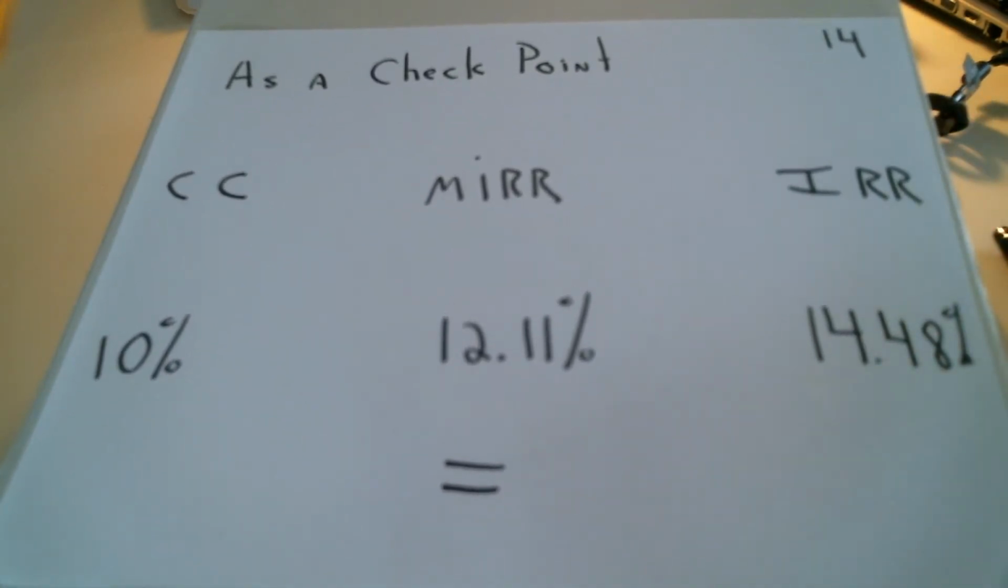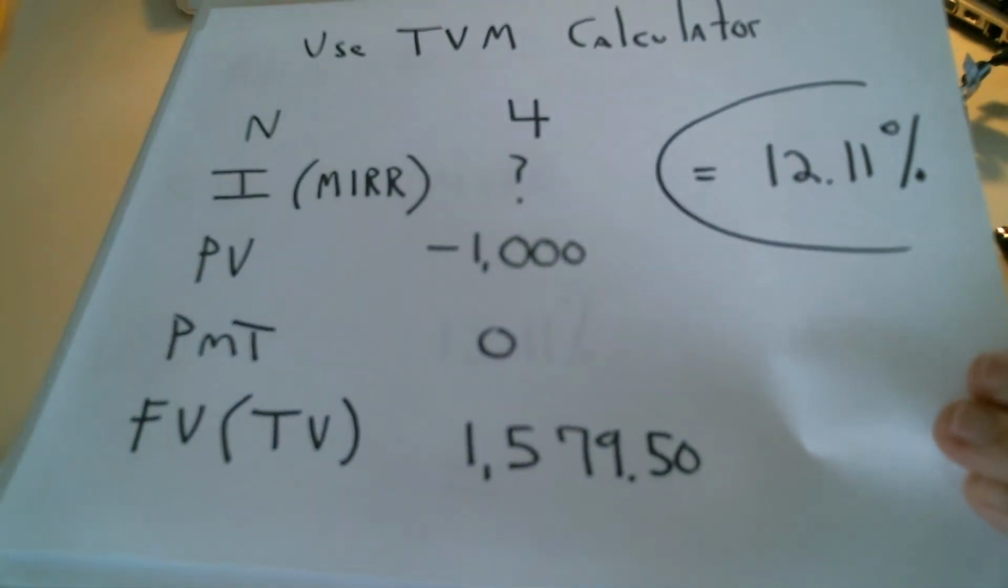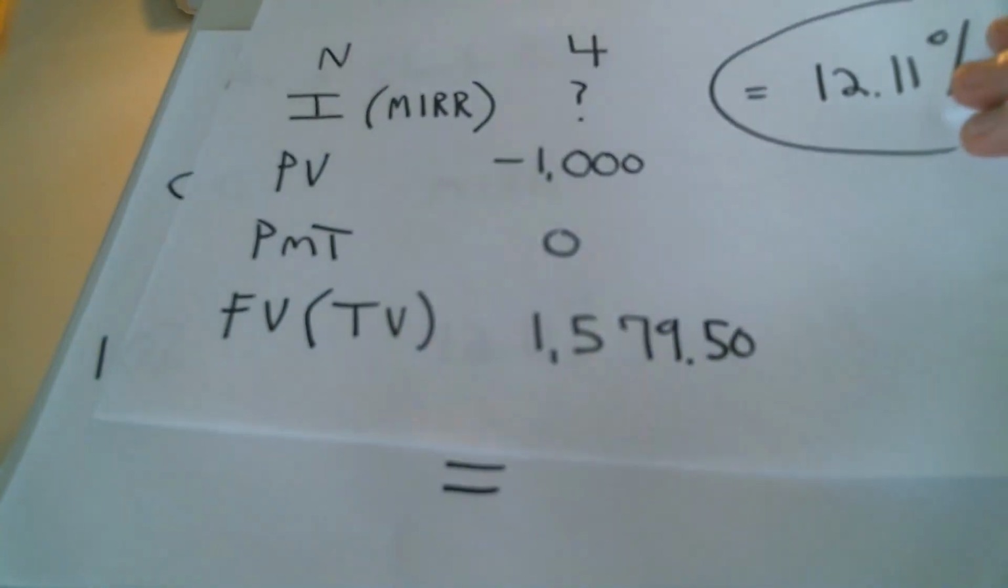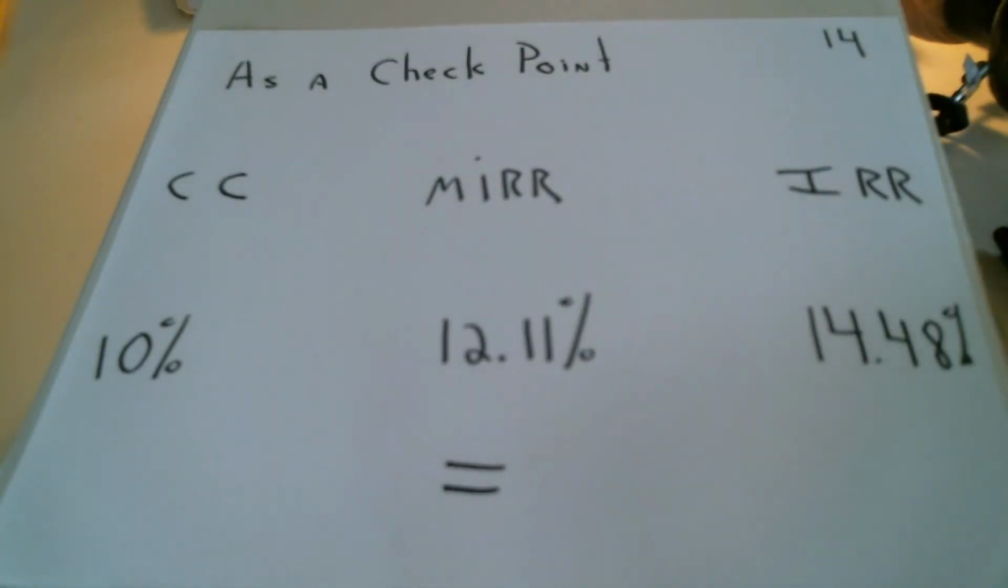Okay, so let me go back to this for a second. If we put that through the calculator, look for I, we come up with about 12.11% interest. That is your MIRR.